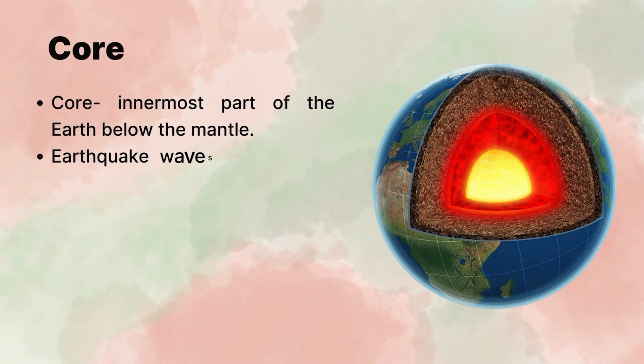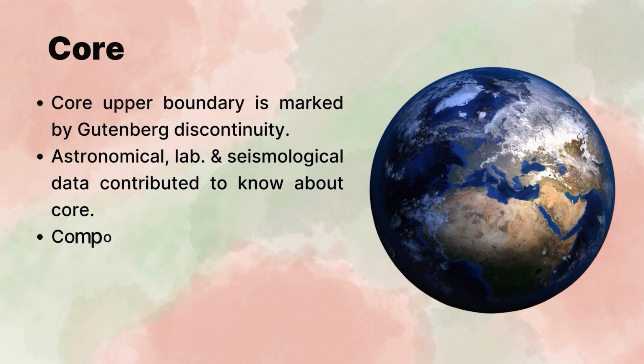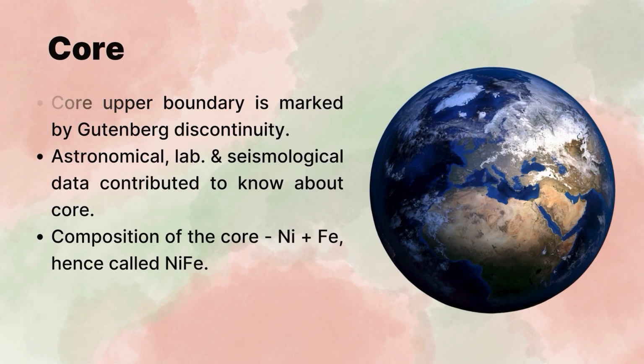Then finally the core, the innermost part of the earth below the mantle. Earth's core is further subdivided into outer and inner cores. The core is separated from the mantle by the Gutenberg discontinuity. The core extends from 2890 km to 6371 km. The core's upper boundary is marked by the Gutenberg discontinuity.